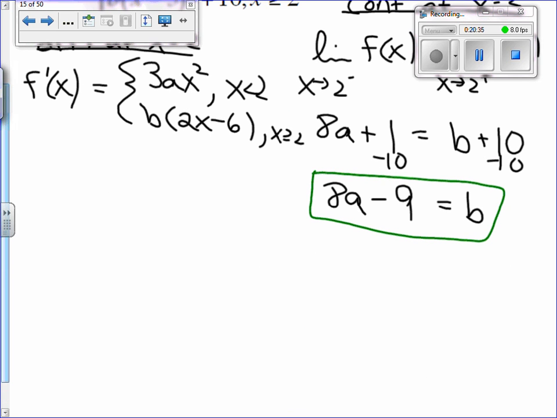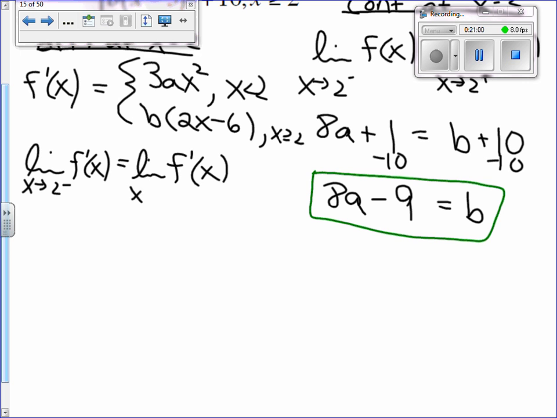So, now that we've got the piecewise function for the derivative, and we know it's differentiable at 2, what's got to be true? They've got to equal each other, right? We know that the limit of f prime of x as x approaches 2 from the left, we're doing the same thing we did over there with the function, now we're just doing it with the f primes, has to equal the limit of f prime of x as x approaches 2 from the right.